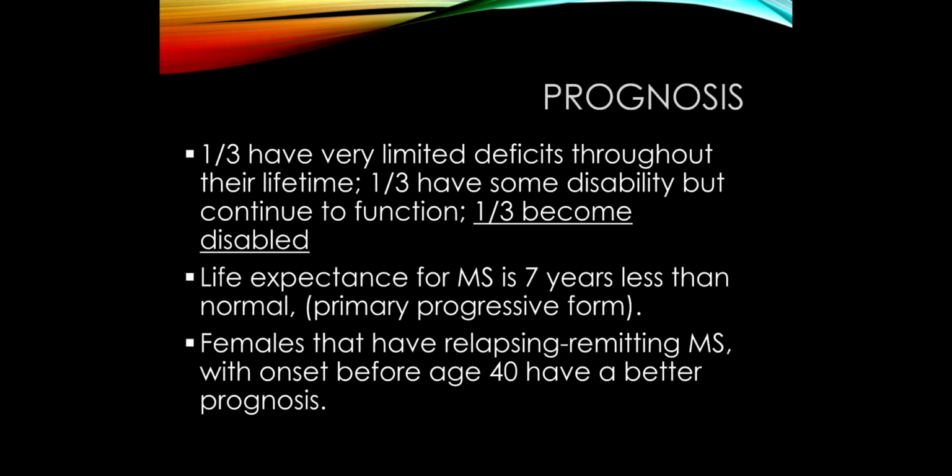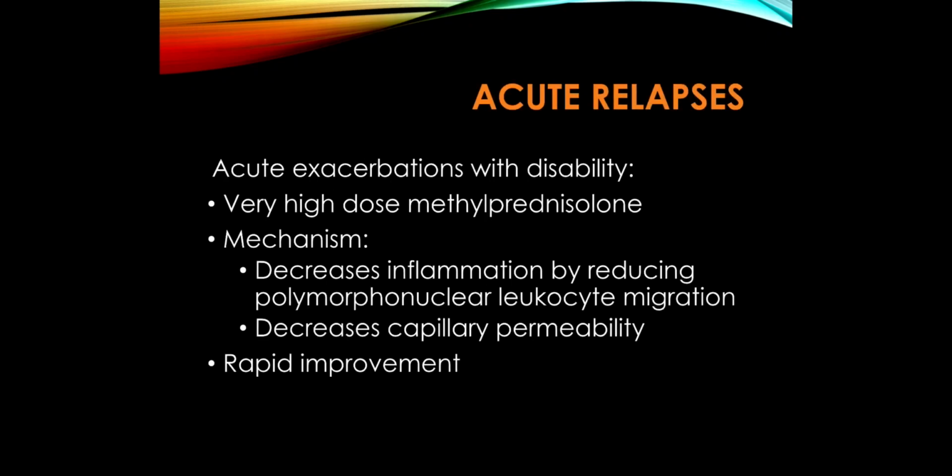Overall life expectancy is 7 years less, but that seems to reflect the primary progressive form, which is almost like a different condition from the more typical relapsing remitting multiple sclerosis. So again, women that have relapsing remitting MS when they're younger at onset tend to do quite well.